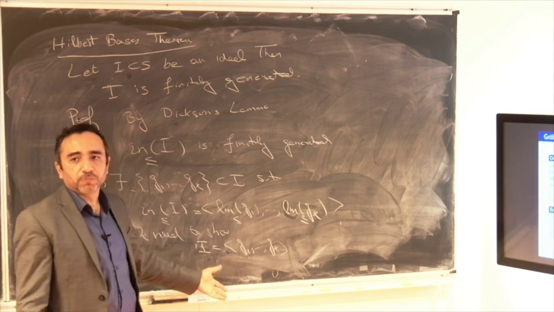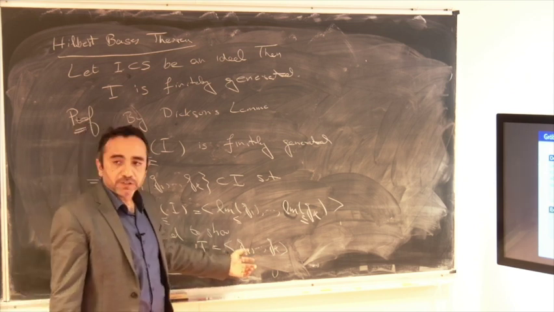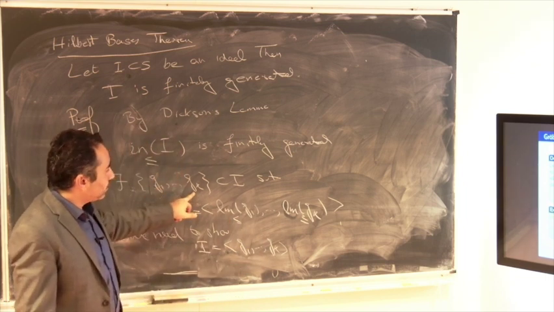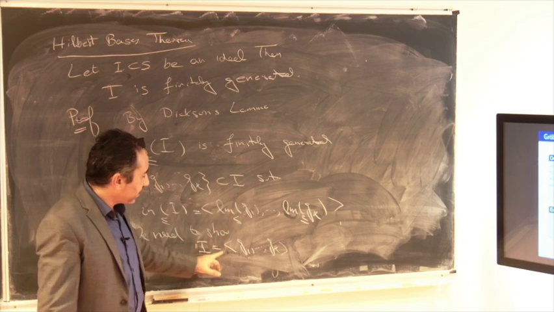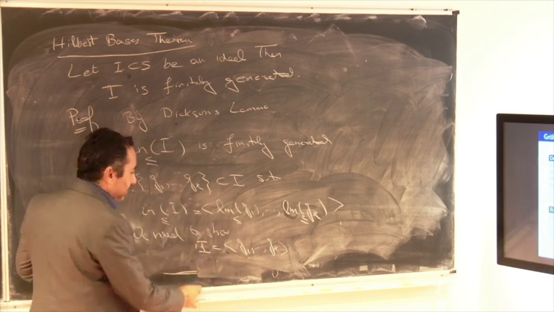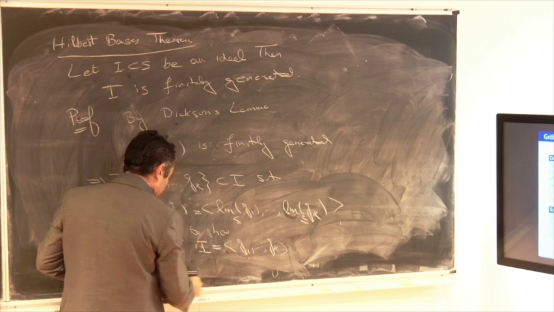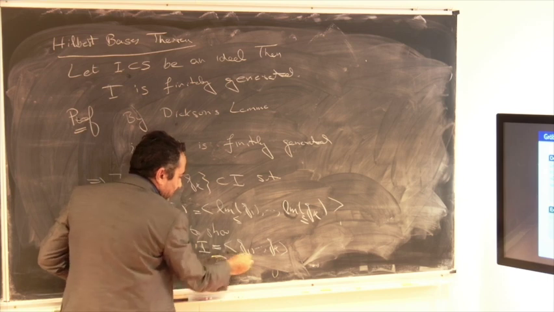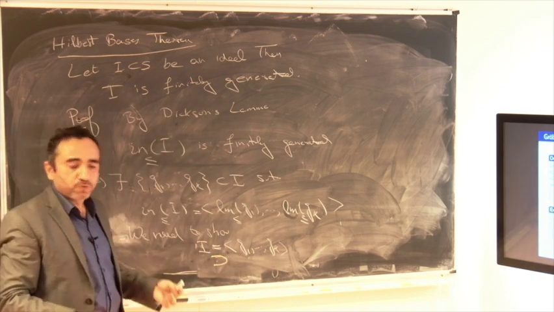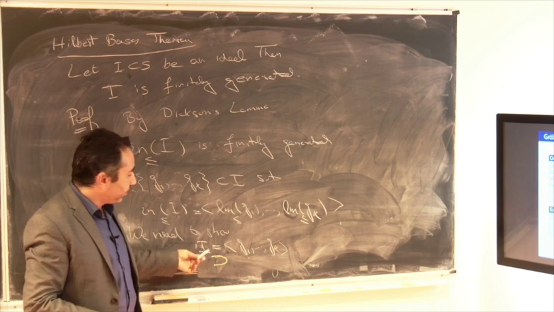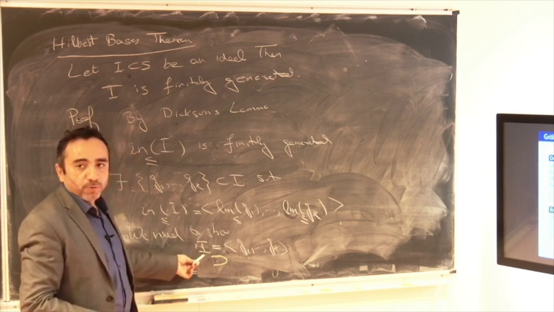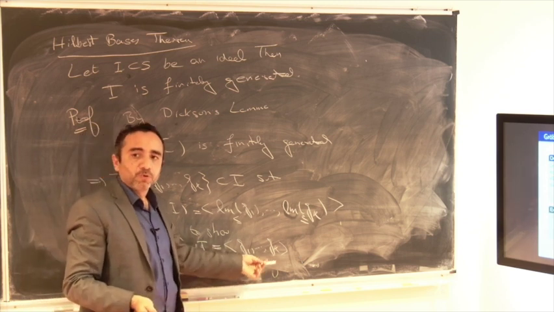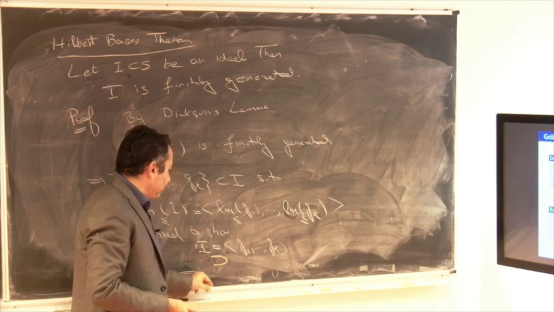If we prove this, then we are done, because we need to show that I is generated by finitely many polynomials. Since we are taking these polynomials from I, their combinations will always be contained in I. So this inclusion is obvious: since each gi is from I, their combination will also be from I. Now we need to show that if we take a polynomial from I, that polynomial is a multiple of g1 up to gk. If we prove this, then we are done. Okay, so let's do that.